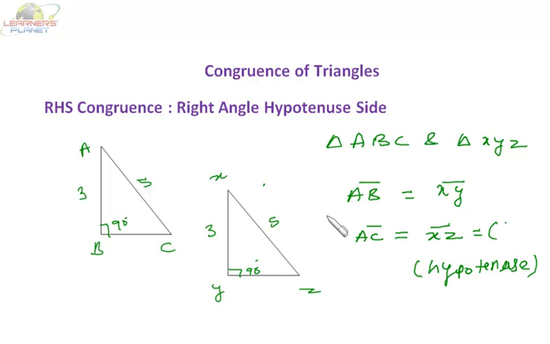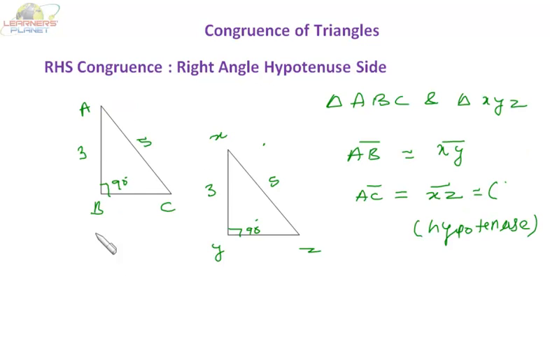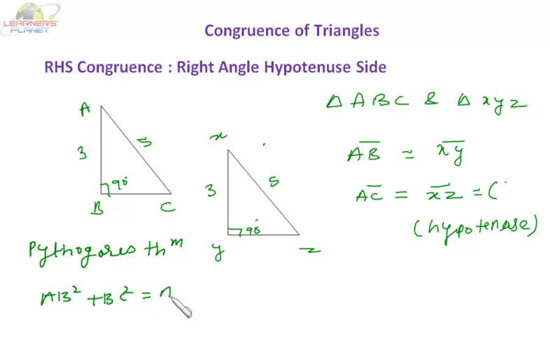Now one question arises in the mind: why is it happening? Friends, we know Pythagoras theorem. In Pythagoras theorem, I just write it over here, AB square plus BC square is AC square. In this case it is XY square plus YZ square is equal to XZ square.